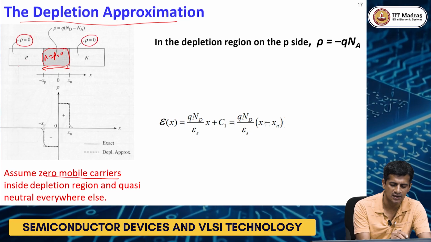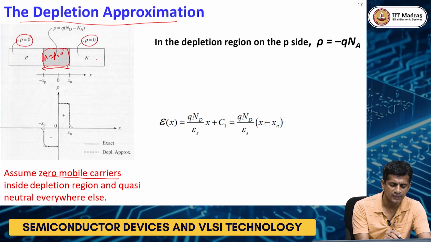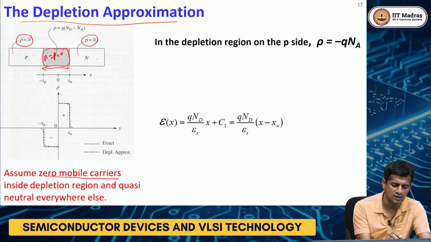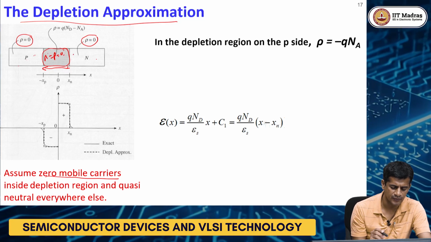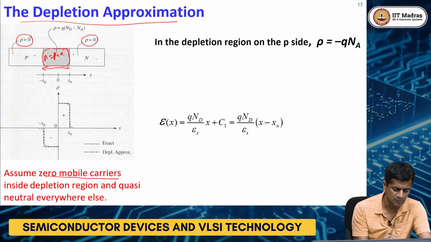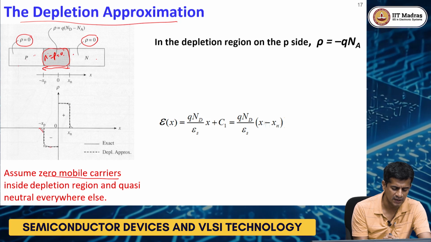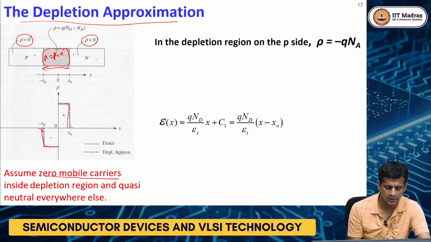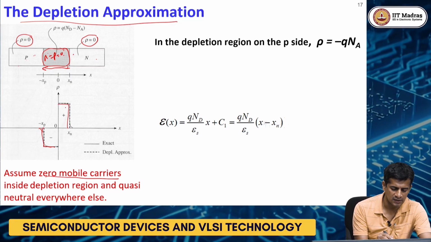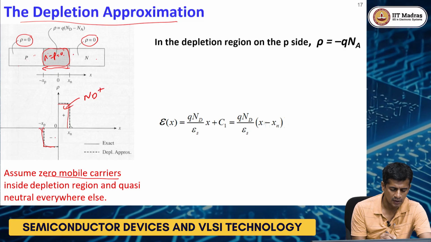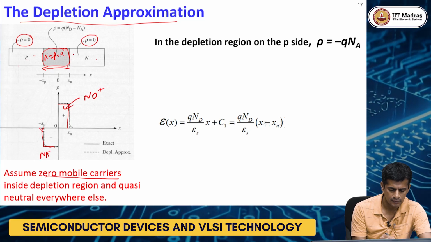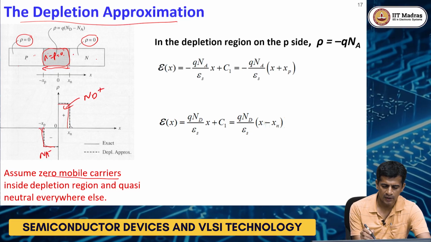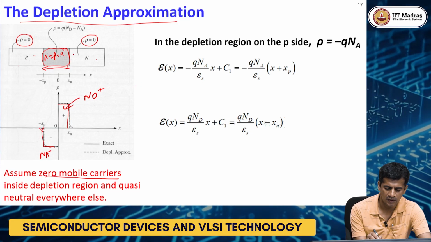So this region is electrically neutral, and this region has only the charge, and we assume there is a sharp discontinuity between these two sides. In reality there could be a small tail here, but we are assuming it is a perfect rectangle like this one, right. If you look at this side, these are all Nd plus and this is Na minus.